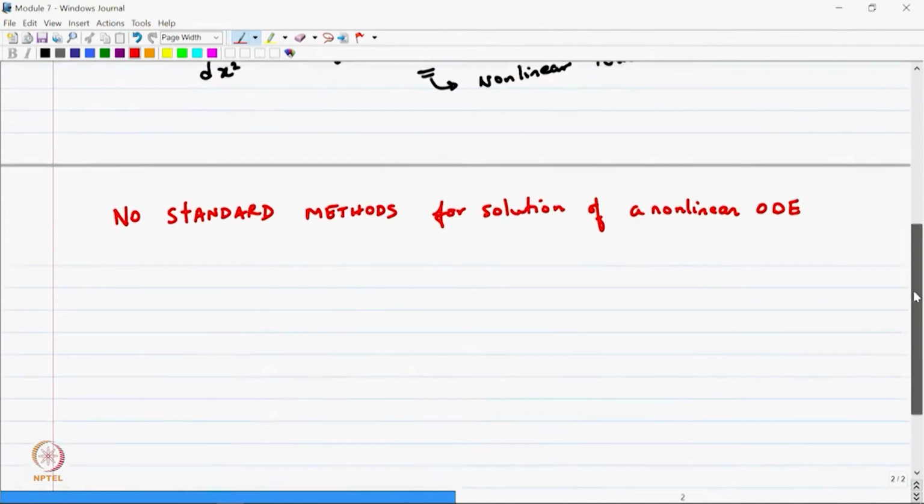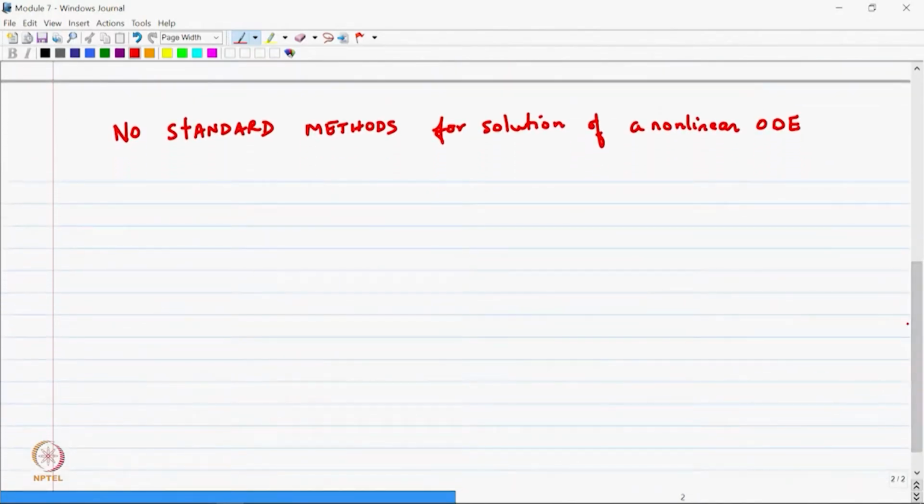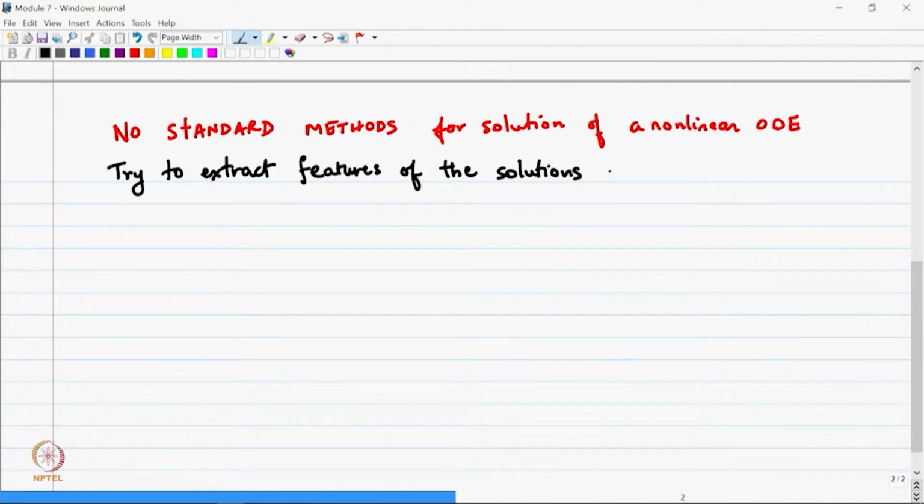So, now what we are going to do is we are going to try to extract features of the solutions, that is, what are the properties of the solutions, without actually solving the equations. Okay. So, this is what we are going to do.